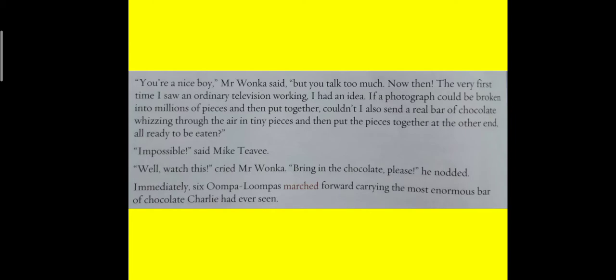Now, here, when Mike TV showed that he was not convinced, he said that that's impossible. At that time, Mr. Wonka said, okay, that's fine. But after that, he gave an order to bring the chocolate in. Immediately, he saw six Oompa Loompas marching forward and carrying a big chocolate which Charlie had ever seen.